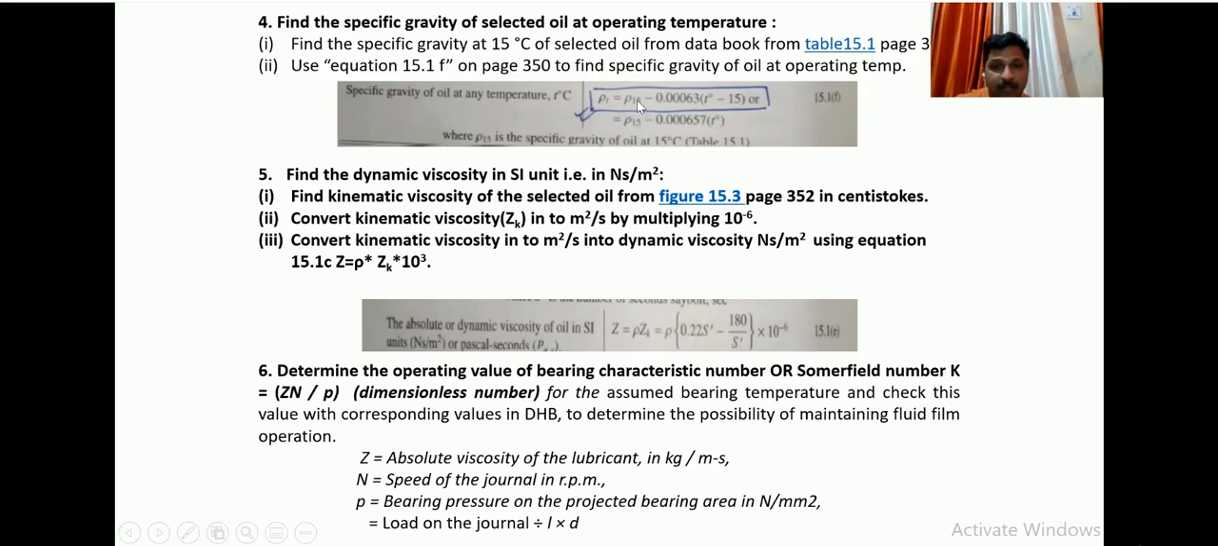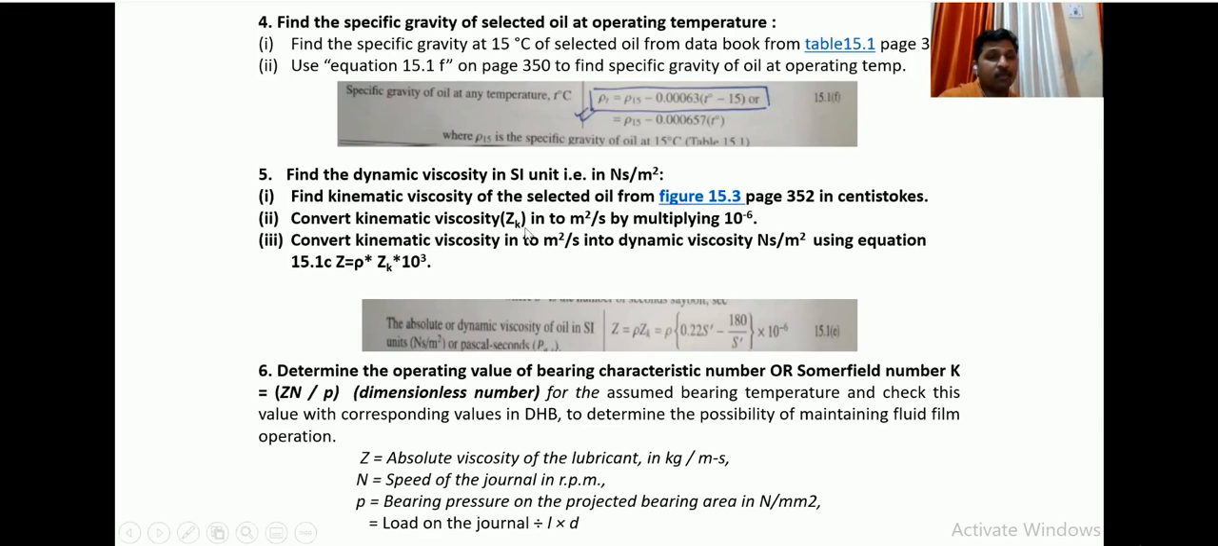We will use that specific gravity here, and this T minus 15, where T is the operating temperature. By putting in the operating temperature, you can find the specific gravity at the operating temperature. Okay, this equation is given in your data book at page number 350, equation number 15.5. You can use this equation and find the specific gravity.